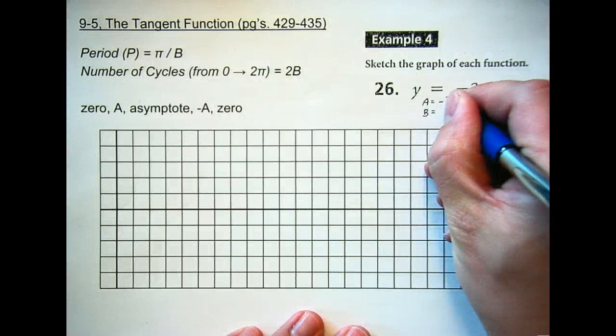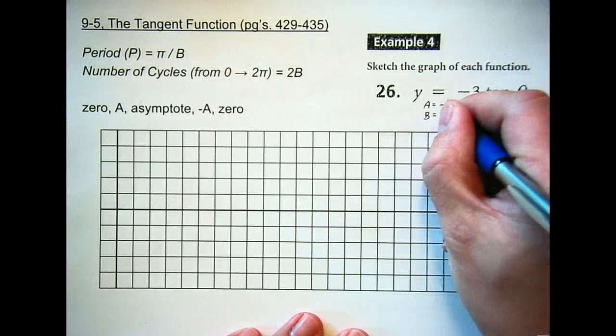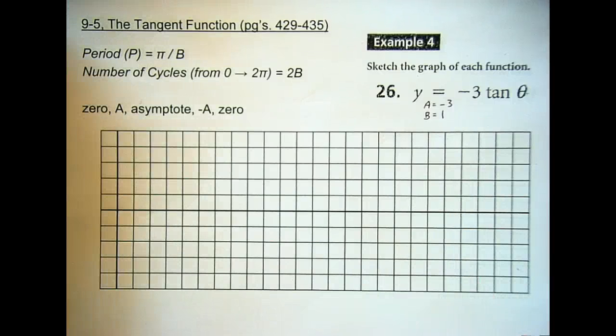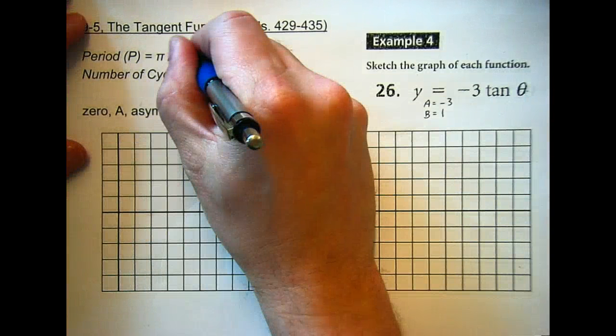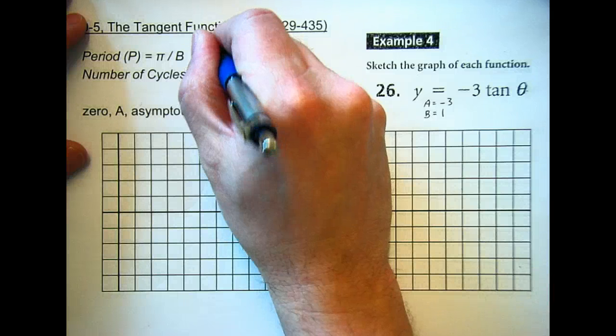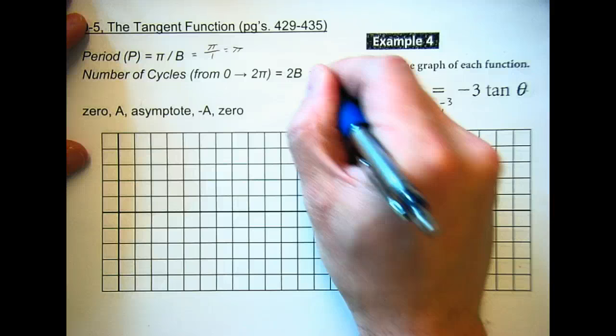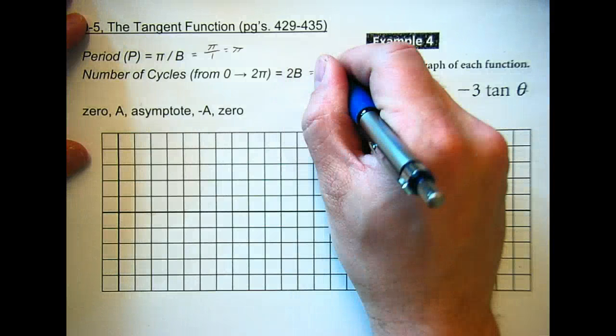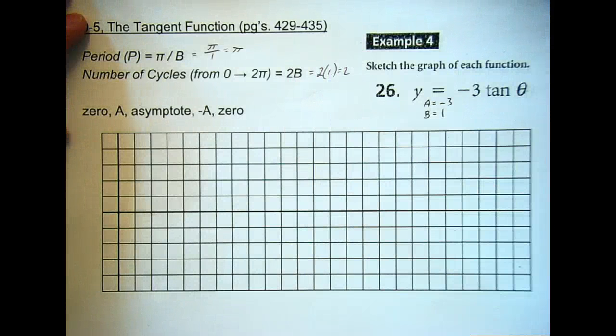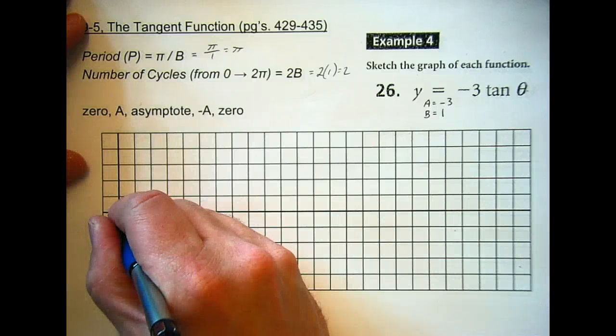Okay, A equals -3, B equals 1. The period then is pi over 1, or pi. The number of cycles is going to be 2 times 1, or 2. All right, so we've got 0.